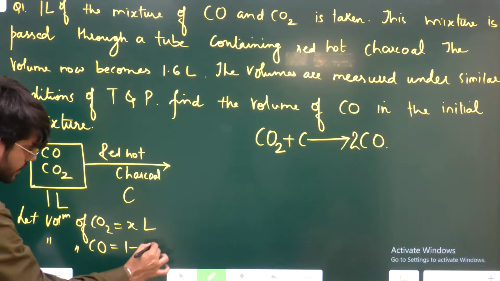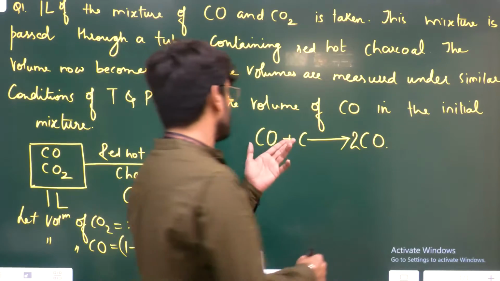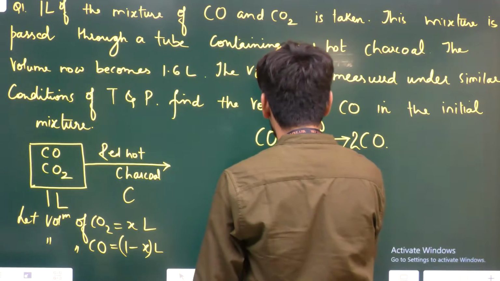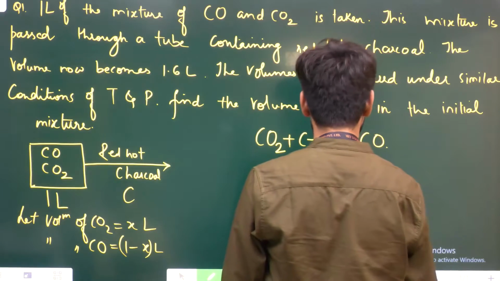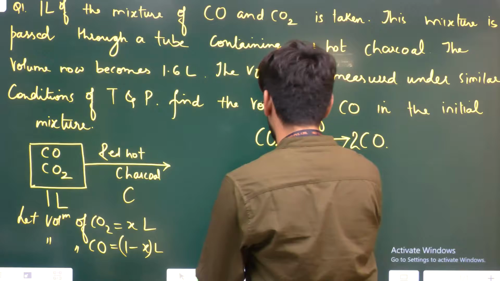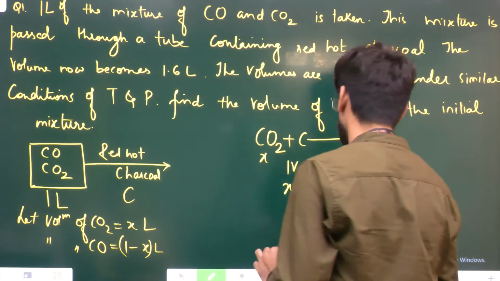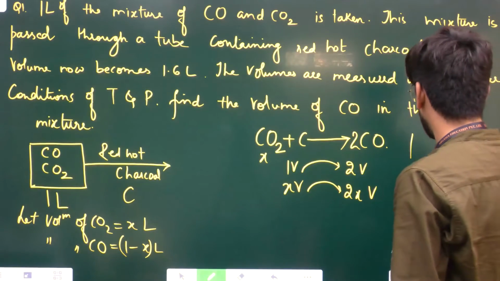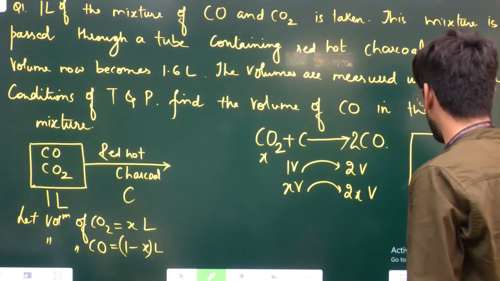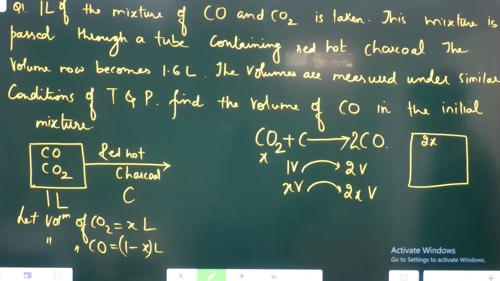is 1 minus x liter, because the total is 1. So if one is x, the other will be 1 minus x. According to the reaction, one volume produces two volumes. So x volume of carbon dioxide will produce 2x volume of carbon monoxide.